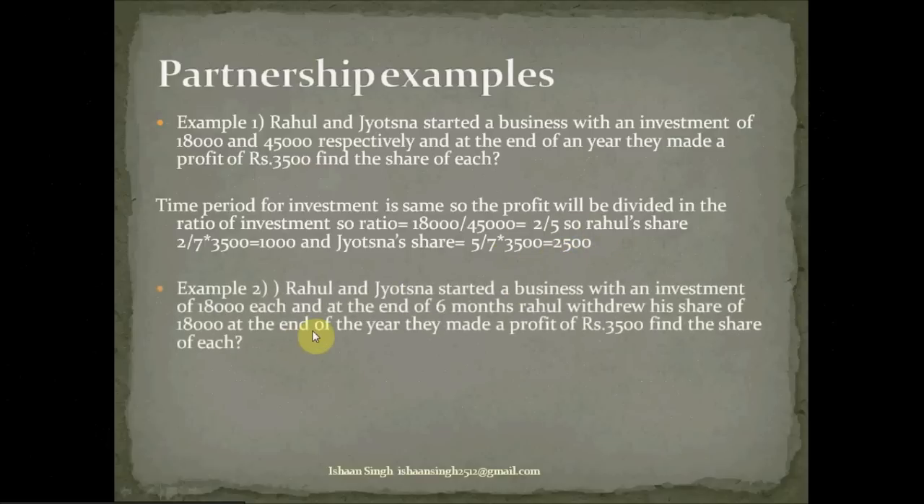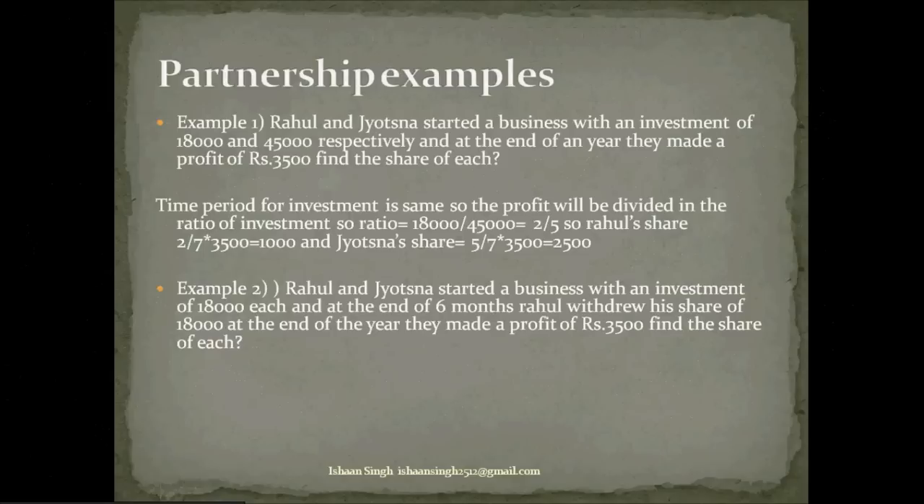Looking at another example, suppose Rahul and Jyotsna started a business with an investment of 18,000 each, and at the end of 6 months Rahul withdrew his share of 18,000. At the end of 1 year they made a profit of 3,500. Find the share of each. So now they both have invested 18,000 rupees. Rahul has invested for 6 months, Jyotsna has invested for 12 months.